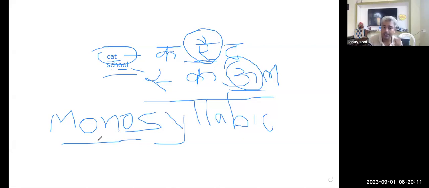So some words are monosyllabic. For example, let's say dog is a monosyllabic word because there is d sound, there is o sound, there is g sound. D and g are consonant sounds while o is a vowel sound. So dog, this is a monosyllabic word.